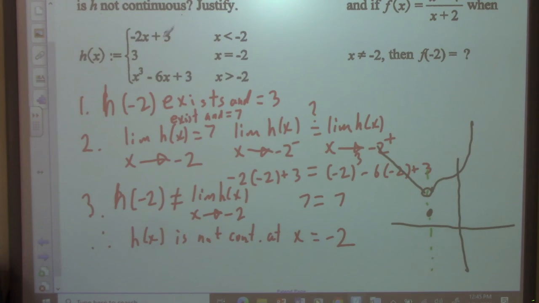There's a hole, considering these two pieces. But then the value of the function itself at negative 2 is going to be down below, because the hole is going to exist at the output value 7. Does that make sense? Yeah. Okay.